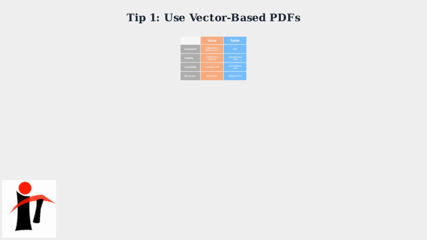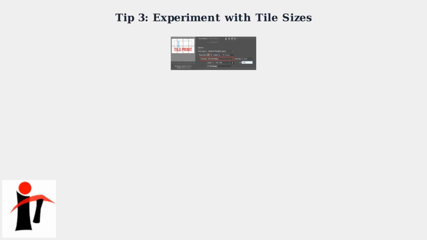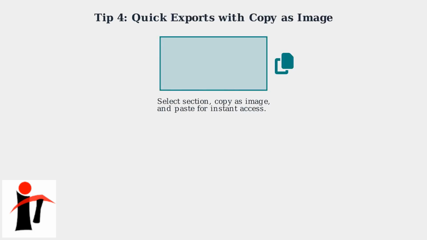To ensure the best possible print quality, start with vector-based PDFs for crisp graphics. Vector graphics scale without losing quality, unlike raster images that can become pixelated. Higher DPI settings, up to 300 dots per inch, will yield sharper prints. However, this increases file sizes, so choose based on your printing needs. For large boards, experiment with different tile sizes to balance readability and page count. Options like A4 or A3 help distribute content efficiently. For quick exports of single sections, use the Copy as Image option and paste into a document. This provides fast access to specific board areas.